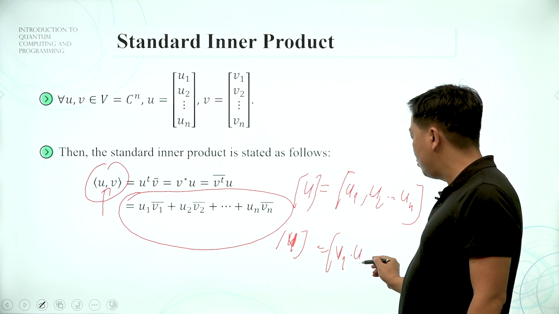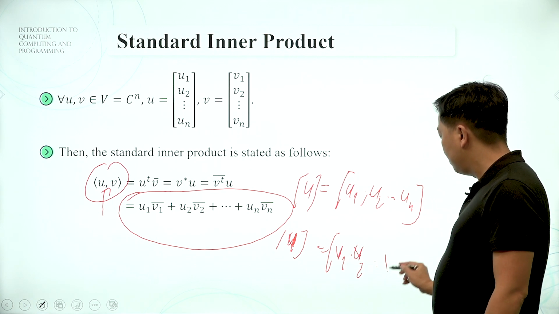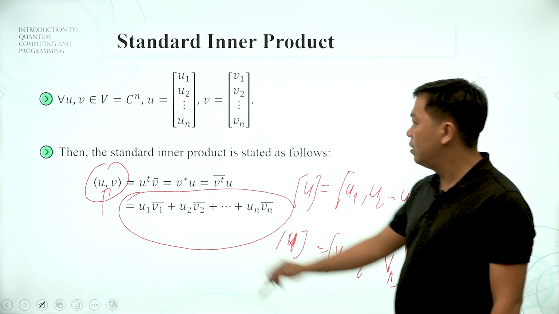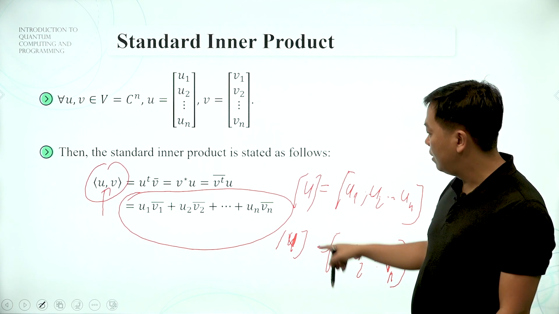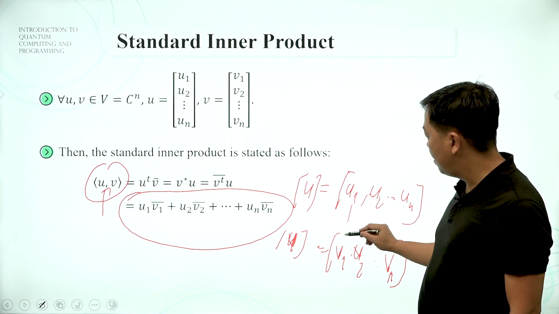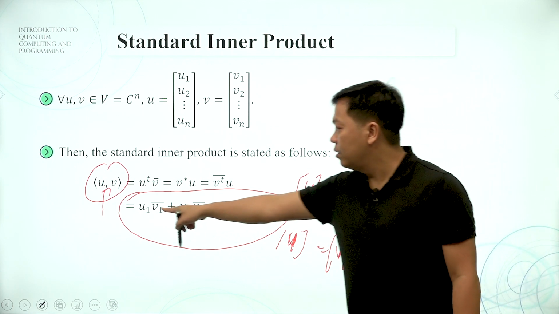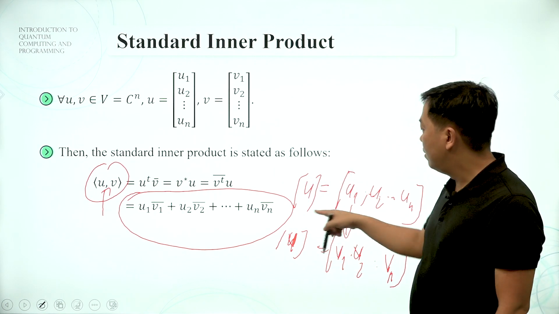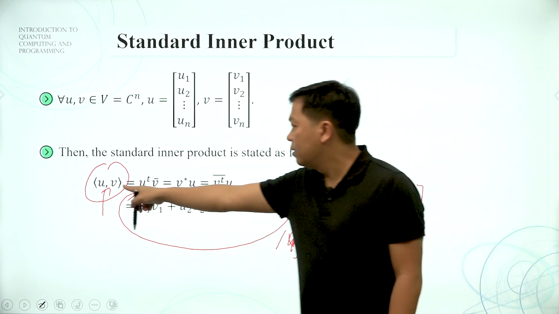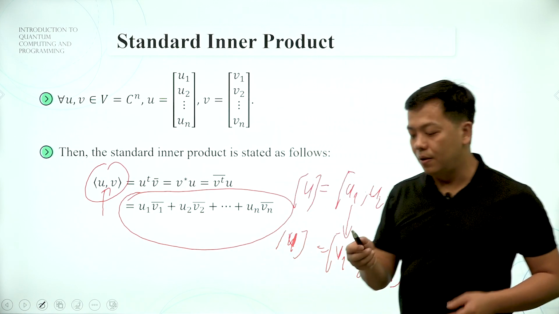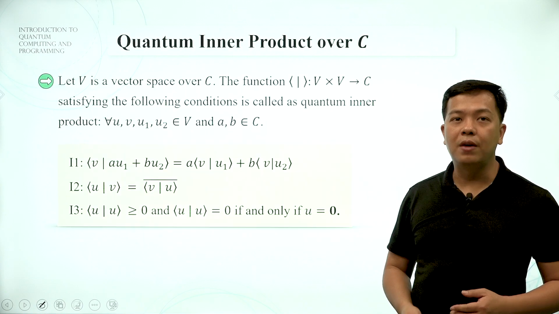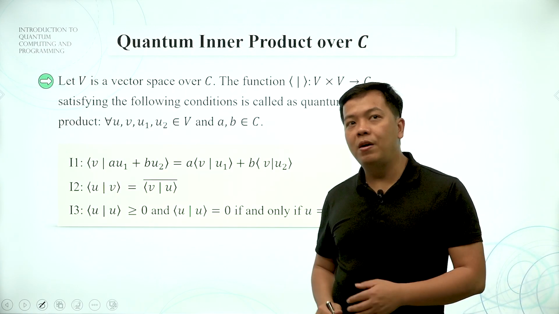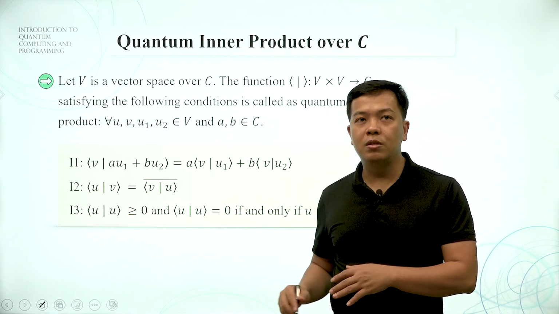V1, V2, Vn. So for standard inner products, that means you multiply each element of the first vector by the conjugate of the corresponding element of the second vector. That is the standard inner product in the traditional way.